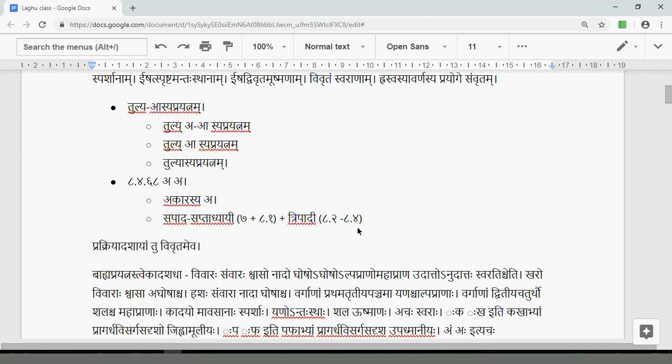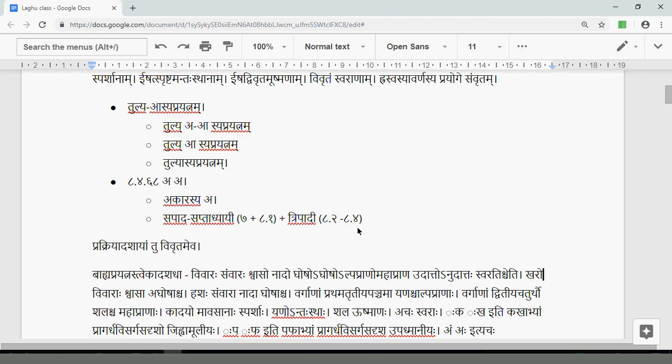There are 11 types. What are these 11 types? Vivara, samhara, shvasa, nada, ghosha, aghosha, alpa prana, mahaprana, udatta, anudatta, swarita iti. So there are 11.